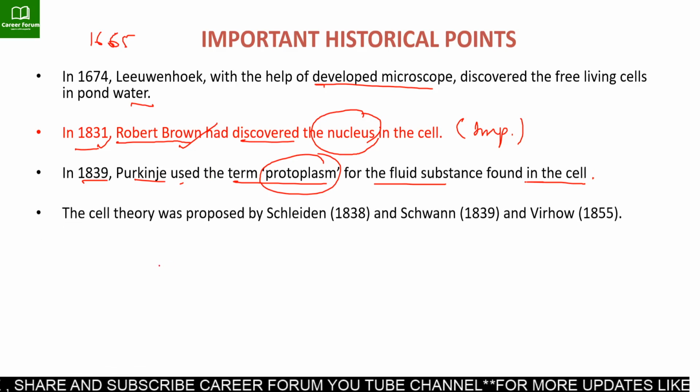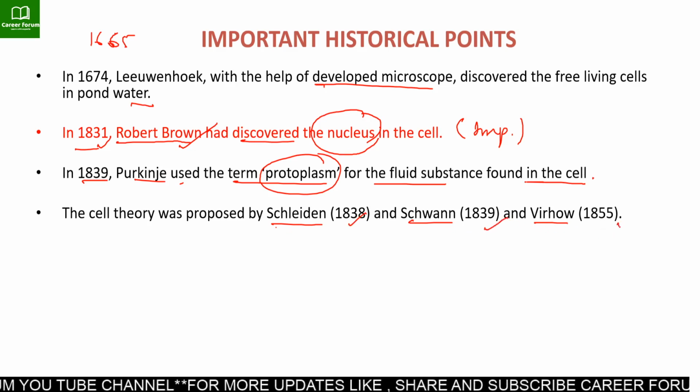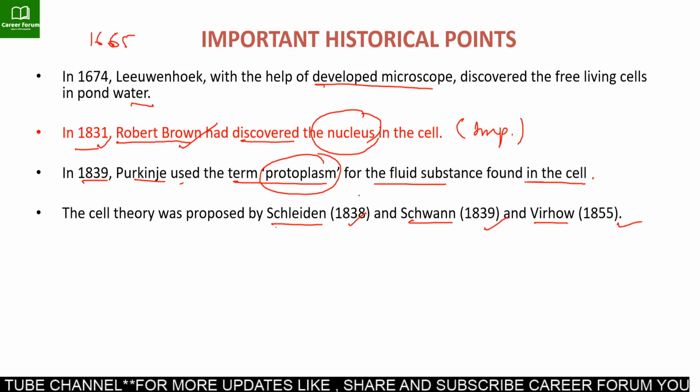Now the fourth is, the cell theory. Who proposed the cell theory? By Schleiden, Schwann and Virchow. So in 1838 by Schleiden, Schwann in 1839 and Virchow in 1855. What they proposed together was composed as the cell theory.